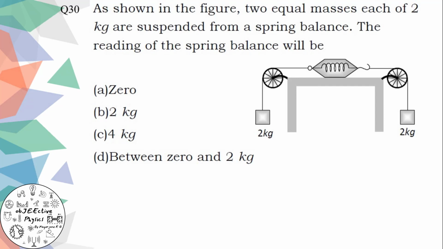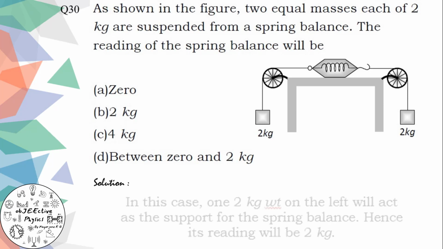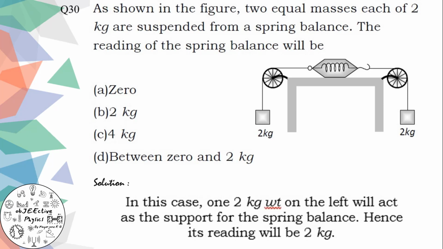30th question. As shown in the figure, two equal masses each of 2 kg are suspended from a spring balance. The reading of the spring balance will be. Solution. In this case, the 2 kg weight on the left will act as a support for the spring balance, hence its reading will be 2 kg.